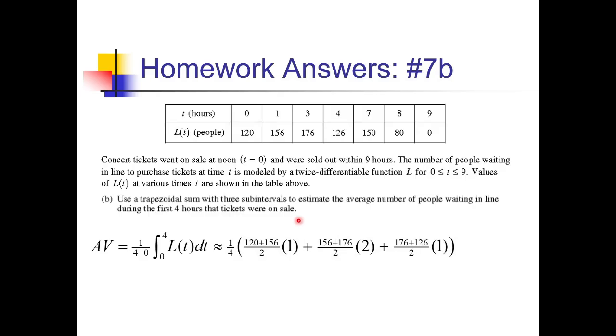And that's about 155.25. And we're approximating it here. So, we already wrote the squiggly equals. That's in people. That's the average number of people waiting in line at any given time.